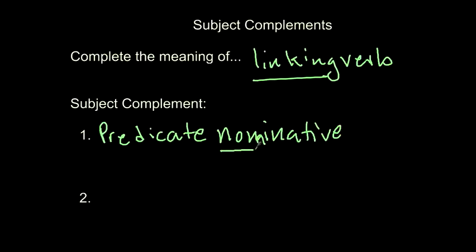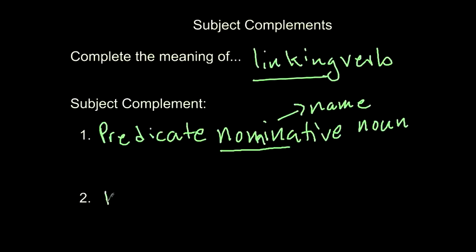This comes from the root word nomen, which means name, which is where we get the term noun from, because a noun names something. So a predicate nominative names what the subject is. The verb is going to be connecting the subject to a noun or pronoun. We'll see some examples in a second.